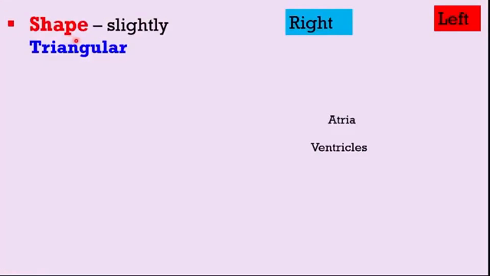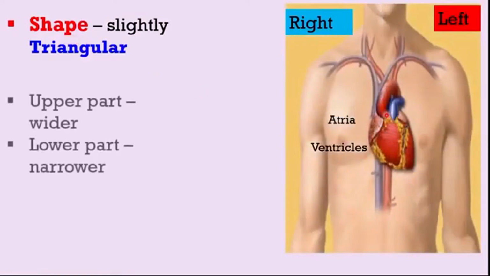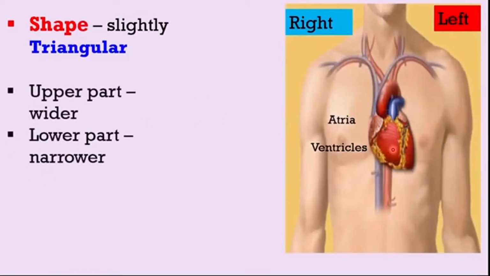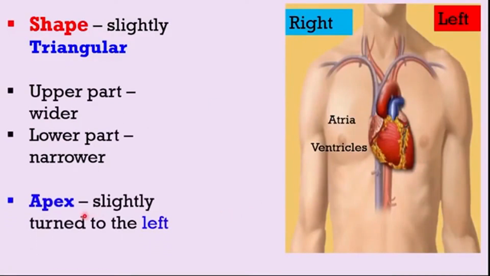Coming to the shape of the heart of human beings, it is slightly triangular. The upper part is wider and the lower part is narrower. The interesting point in the heart of mammals is that the apex is slightly turned to the left side. Where is the apex of the heart? The lower part of the heart is known as apex. But generally, the lower part is known as base and the upper part is named as apex.